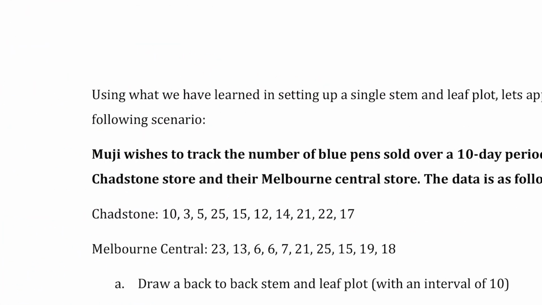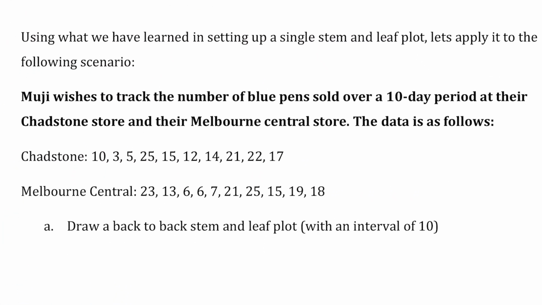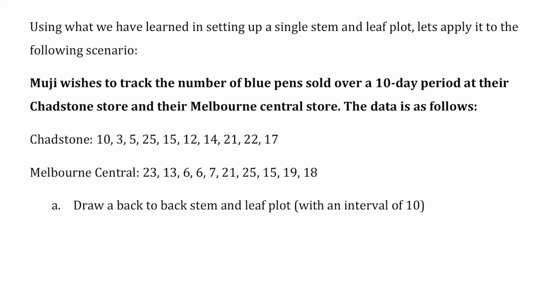So now what we're going to do is actually apply this understanding to back-to-back stem and leaf plots. So Muji wishes to track the number of blue pens sold over a 10-day period at their Chadstone store and their Melbourne Central store. So what we can see here off the bat, we're comparing two bits of data. So pens sold at Chadstone, pens sold at Melbourne Central. The data is as follows for Chadstone and for Melbourne Central.